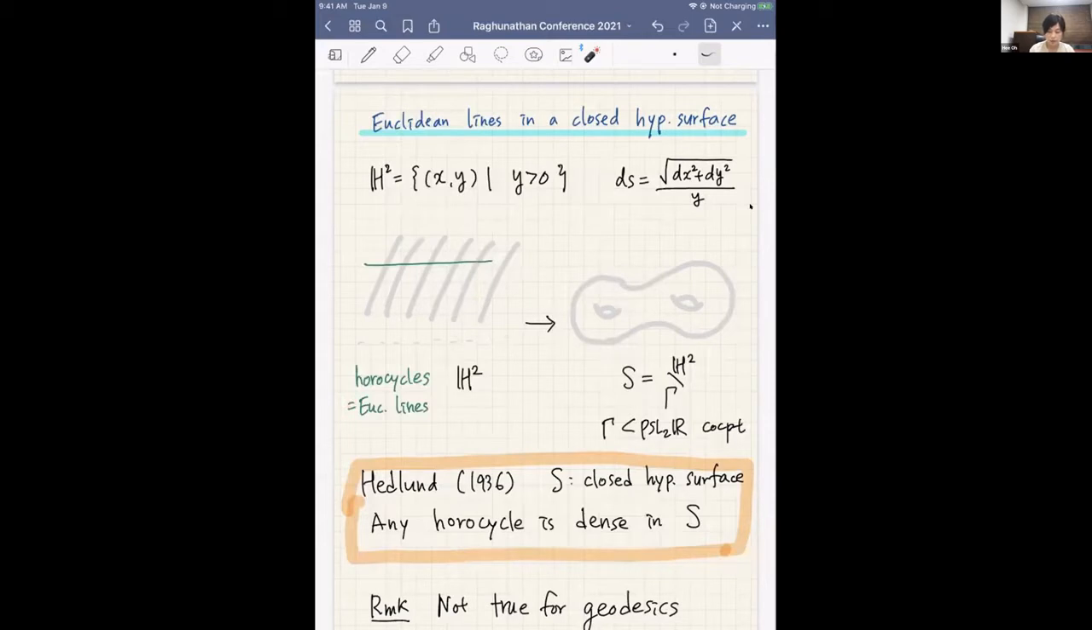Now we consider these horizontal lines. Because the y coordinate is fixed, if I restrict my hyperbolic metric to a horizontal line, then this line is simply a Euclidean line. So I would like to consider these horizontal lines in this upper half-plane model as Euclidean lines. This is why I wrote Euclidean lines in the hyperbolic plane. These Euclidean lines in H2 are also called horocycles.